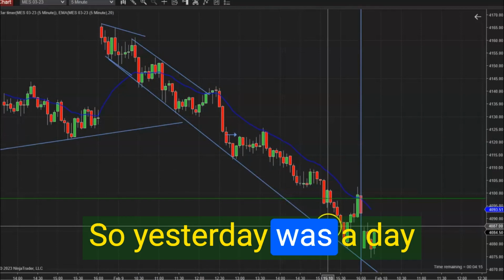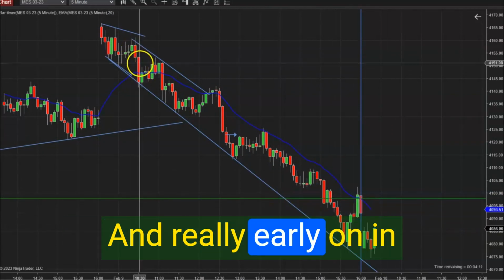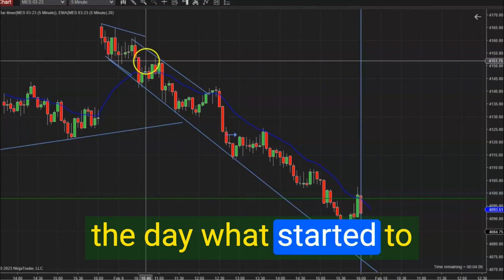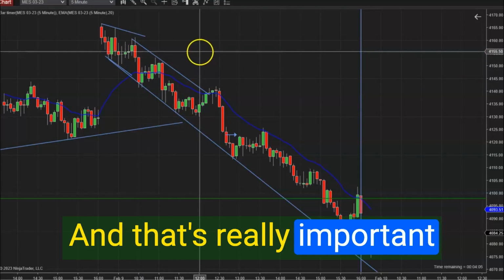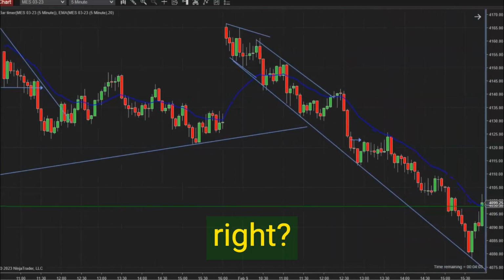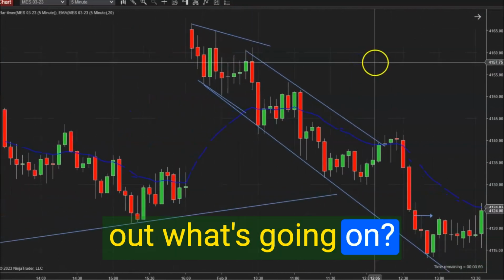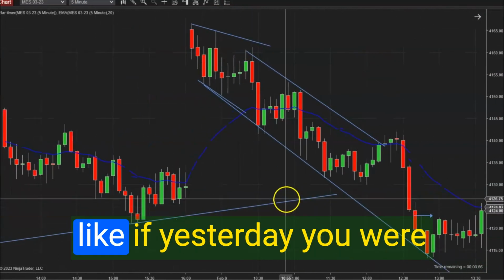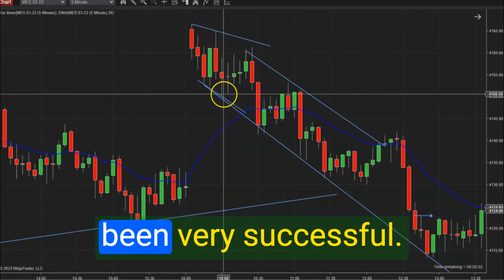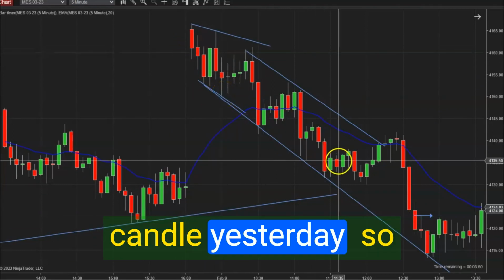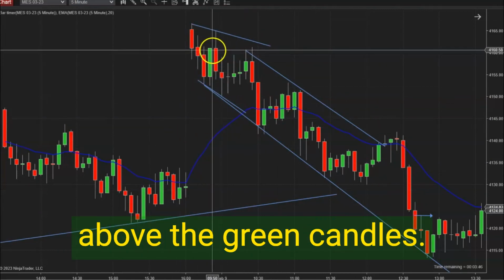So yesterday was a day that the strategy, I always like to say, what was working, and really early on in the day, what started to work immediately was shorting retracements. And that's really important when we look at the context of the day, right? How soon can we get on the train to figure out what's going on? Like if yesterday you were looking to buy above green candles, you wouldn't have been very successful. So really, yesterday's strategy was to sell above the green candle.